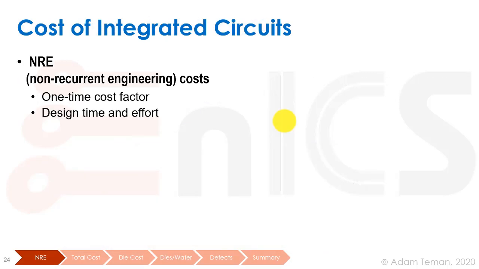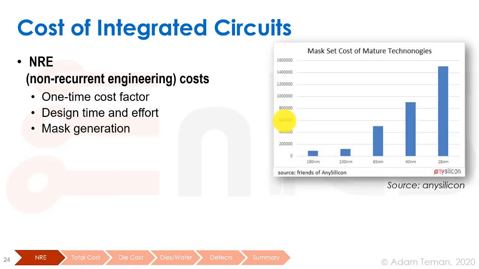Okay, so before I start, I want to discuss two important types of costs, which are true to all engineering projects, but specifically for chip design, we discuss them often. So NRE, or non-recurrent engineering costs, are one-time cost factors. They include the design time and effort, so actually the salaries that we pay to our engineers and so forth. But in VLSI, they have a huge additional factor, which is the mask generation cost.